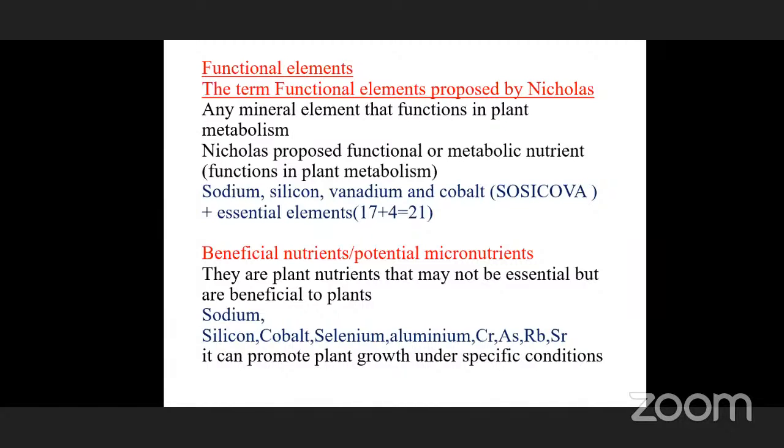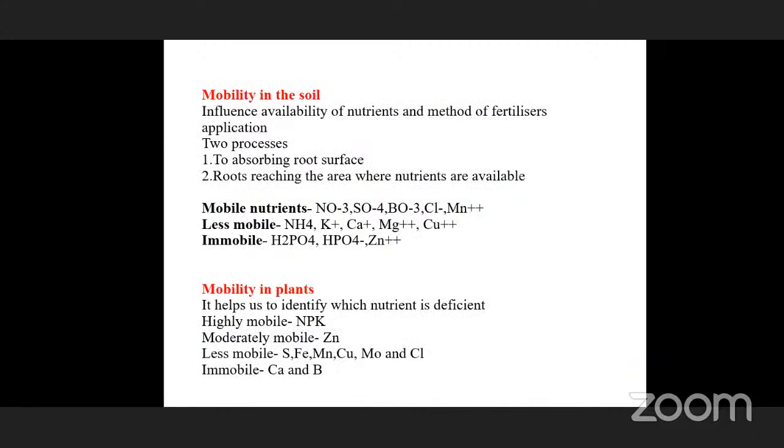Next, beneficial nutrients, also known as potential micronutrients. They are plant nutrients that may not be essential but are beneficial to plants. Not all plants need sodium. Sodium is needed for sugar beet, whereas silicon, only rice can take silicon. Cobalt can be added only for fodder grasses. So not all plants need these beneficial nutrients. They can promote plant growth under specific conditions.